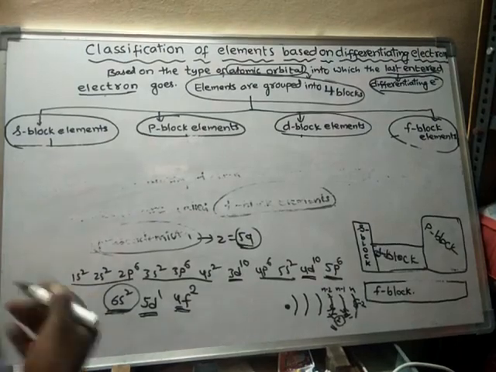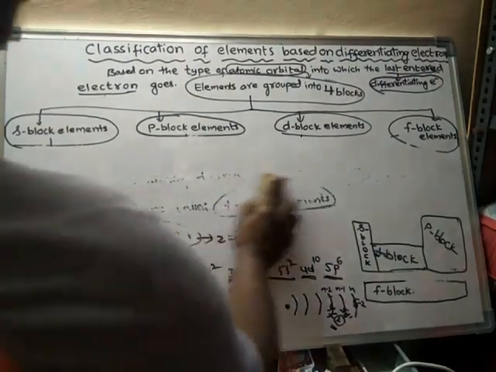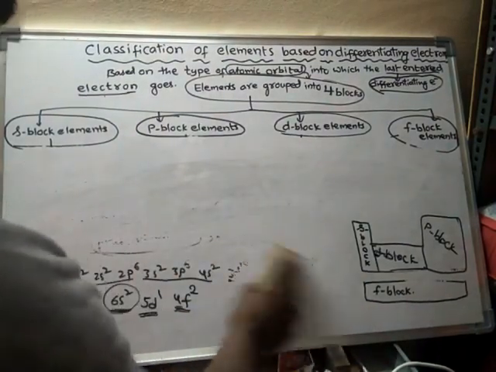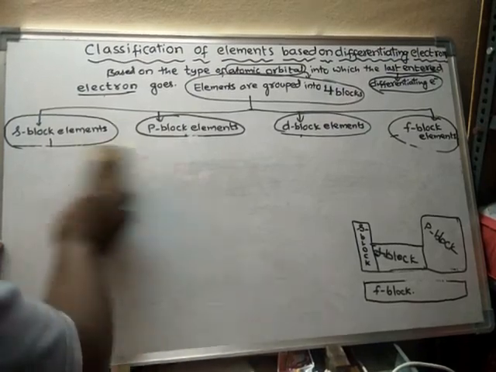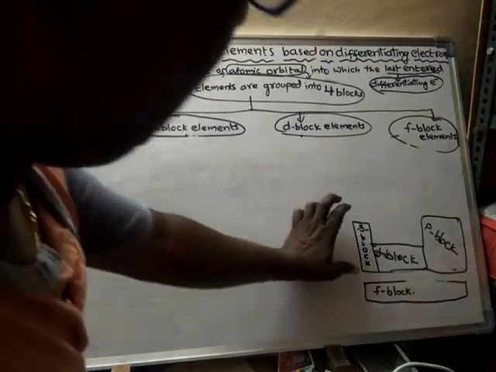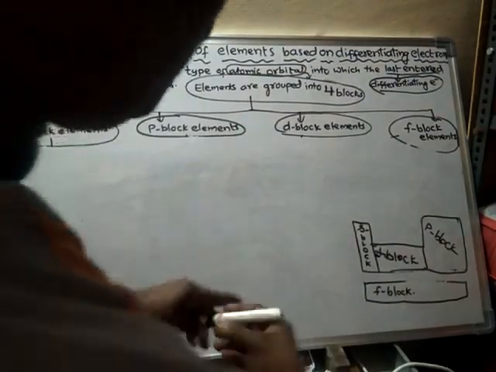D block, f block, p block. First of all, we will learn the properties of s block elements. See where the s block elements are present. This is the periodic table.